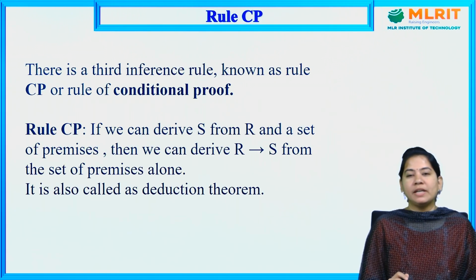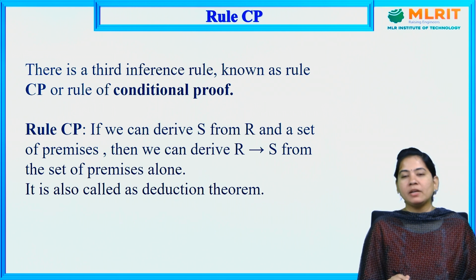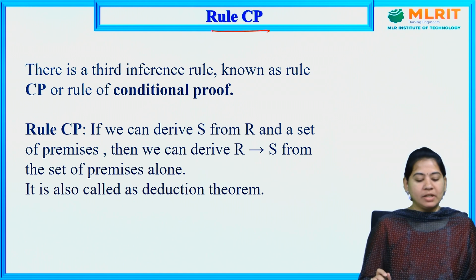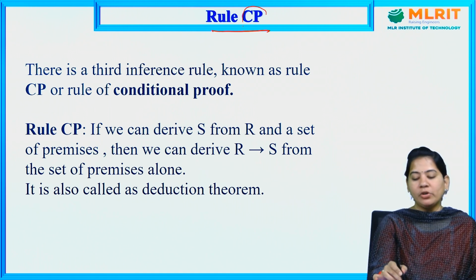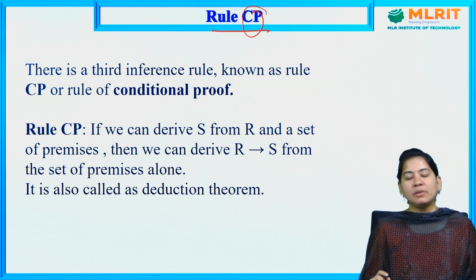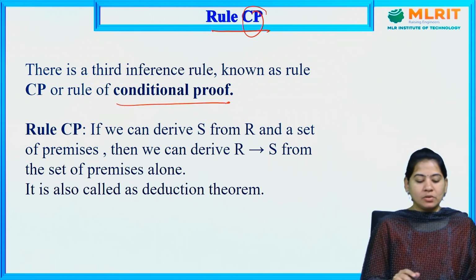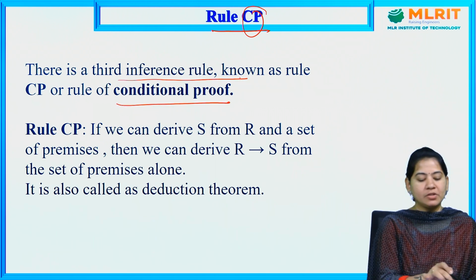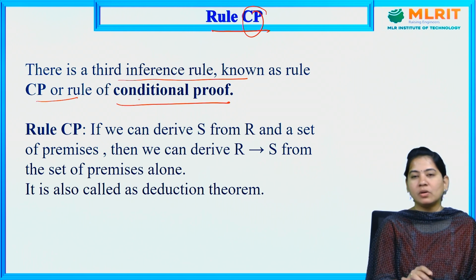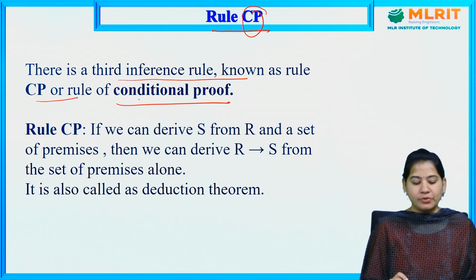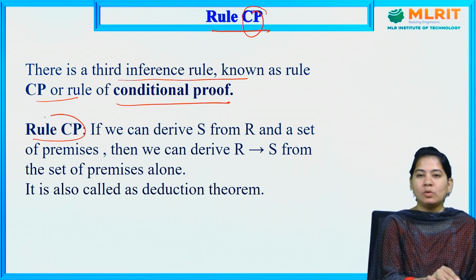So, first, let us know what is meant by rule CP and what are the steps that we need to develop to go for the examples here. So, first, what is meant by CP rule? Here, CP is the abbreviation of conditional proof. There is a third inference rule known as CP rule, or we can also call it a conditional proof. So, what is meant by this rule CP?